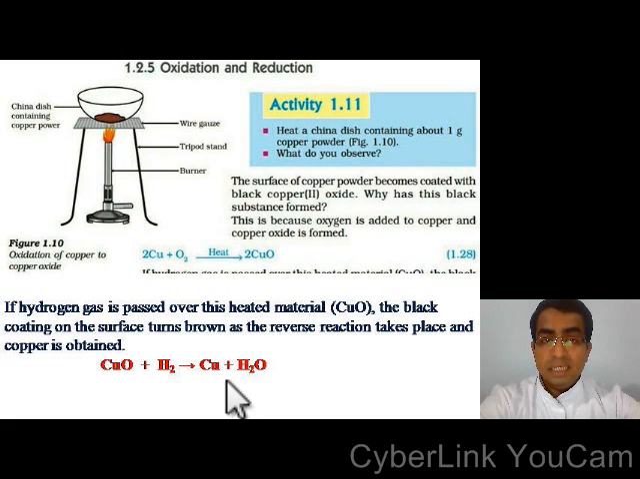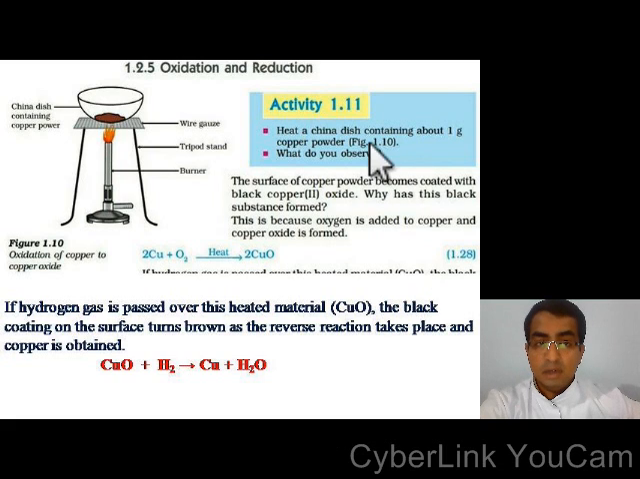Now, oxidation and reduction. Heat a china dish containing about 1 gram of copper powder. The surface of the copper powder becomes coated with black copper oxide.